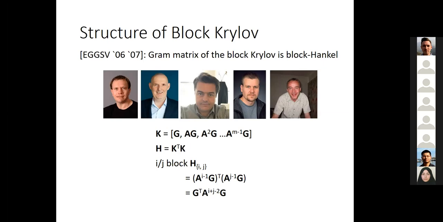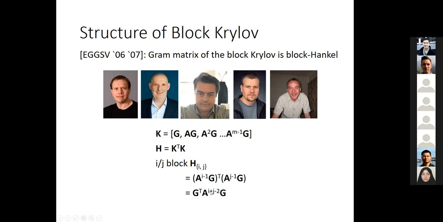So what you do is, we have this Block Krylov problem, right? We have G, AG, A squared G, all the way to A to the m minus one G. You take the Block Krylov space, what do you get? We just take K, so K is this Krylov space matrix. We take K transpose K. What do we get there? The ith row is A to the i G, the jth column is A to the j G. So you multiply them together, and what you get is G transpose A to the i plus j minus 2 G.